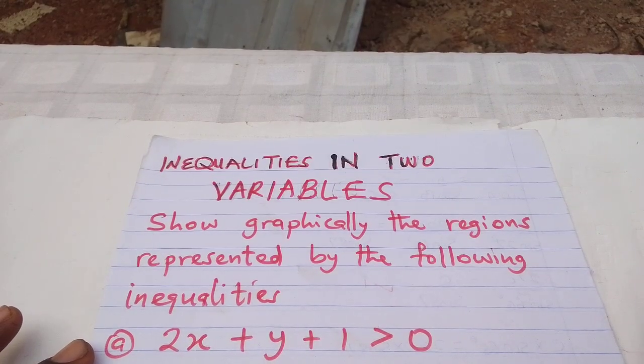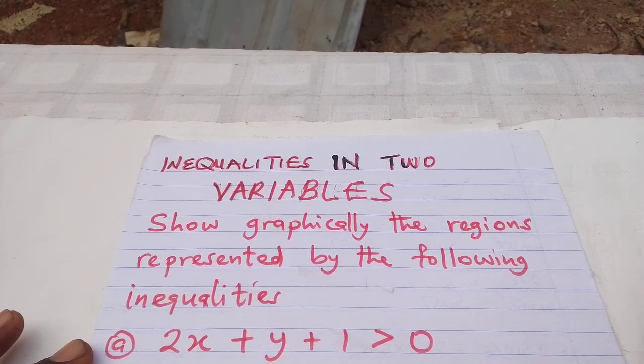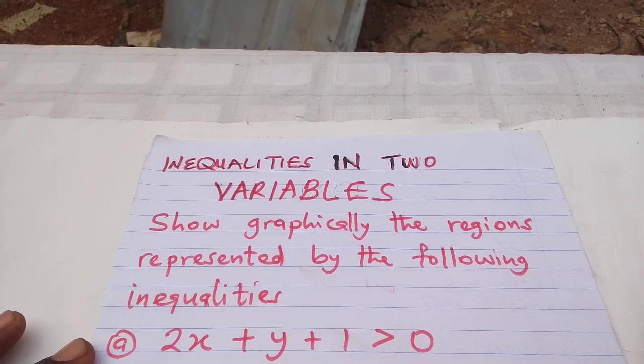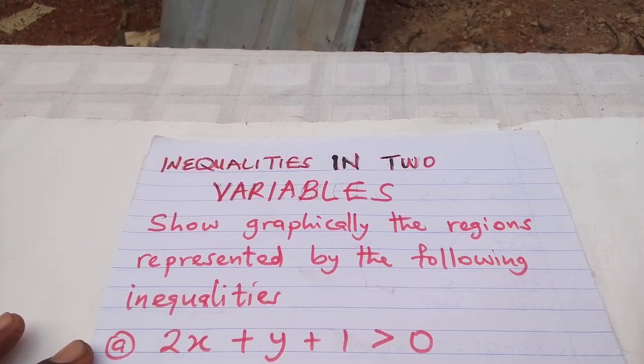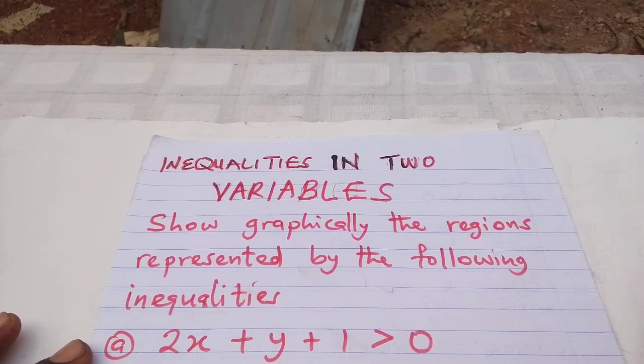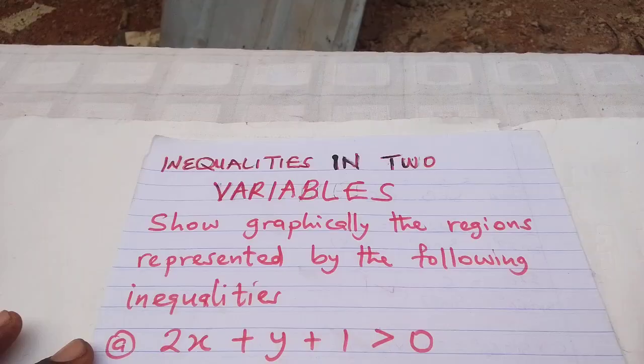The first one: 2x + y + 1 > 0. You will see here that the graph has two variables, x and y, so we need to draw it on the Cartesian plane.